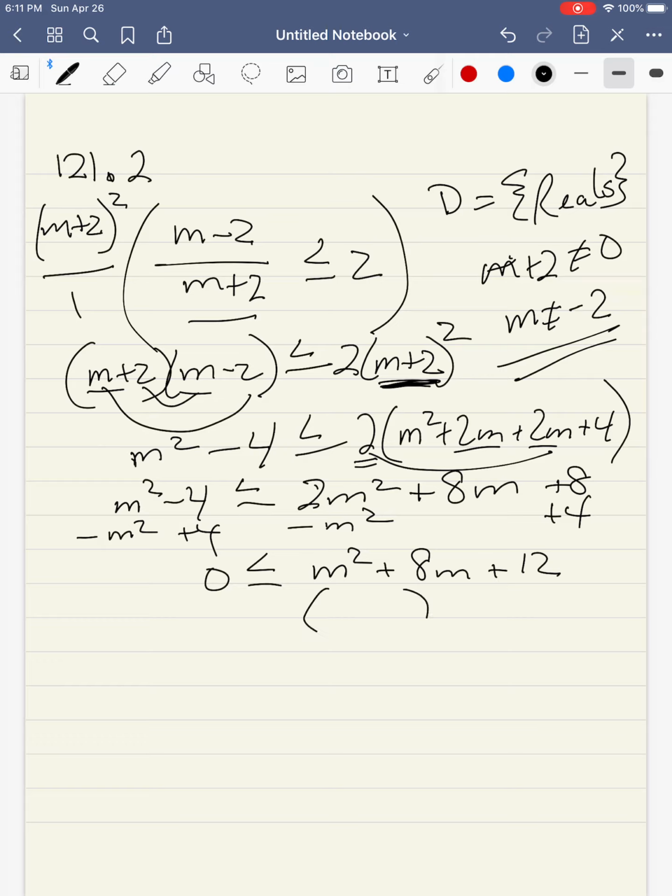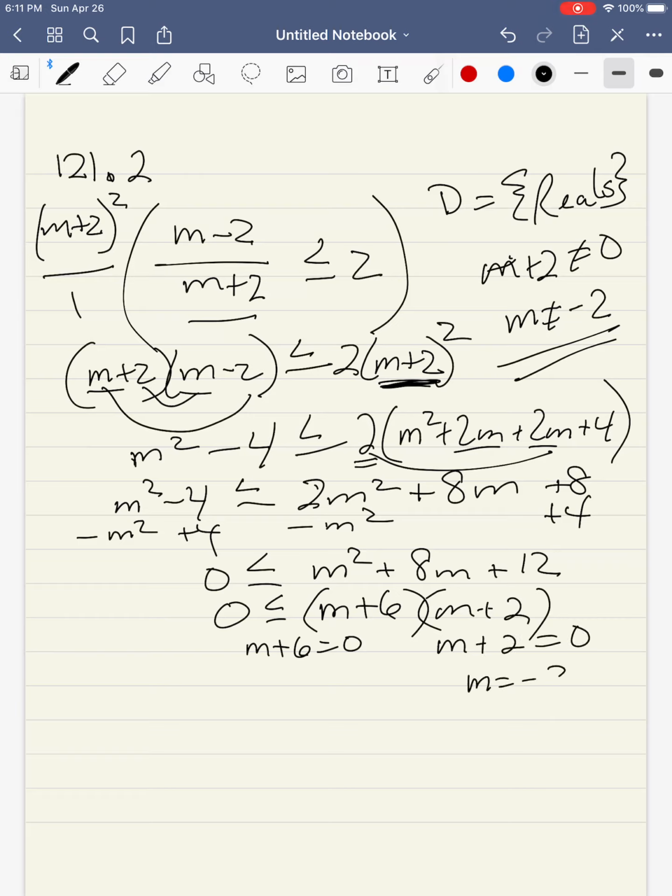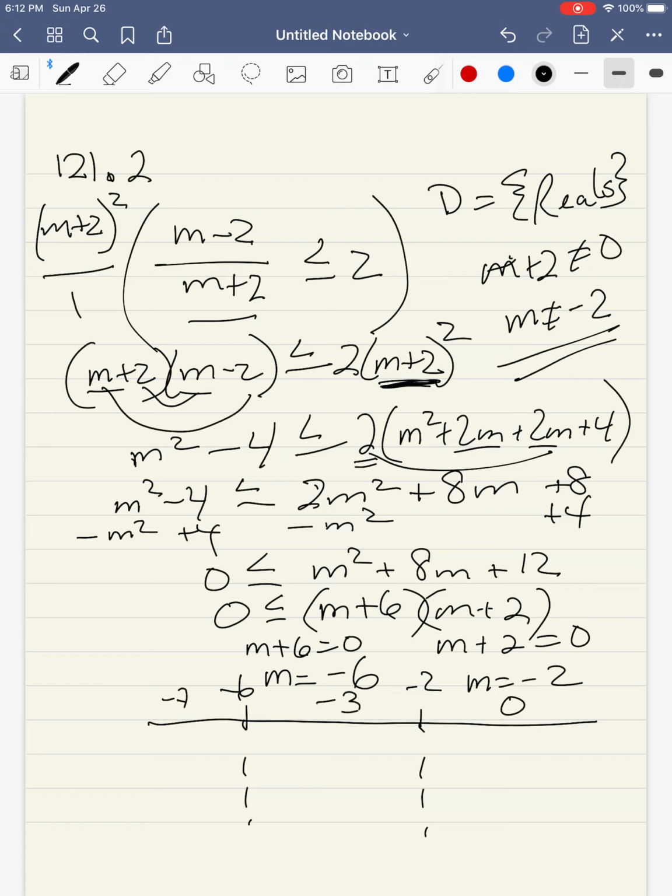Okay, so factor that. Looks like (m + 6) and (m + 2). Set each factor equal to 0 so we can get the critical points. Okay, so on the number line, place them where they belong. So negative 6 would be over here, negative 2 would be here. Break your number line up. Pick your points. And then pull your factors down here. So m + 6 and m + 2.